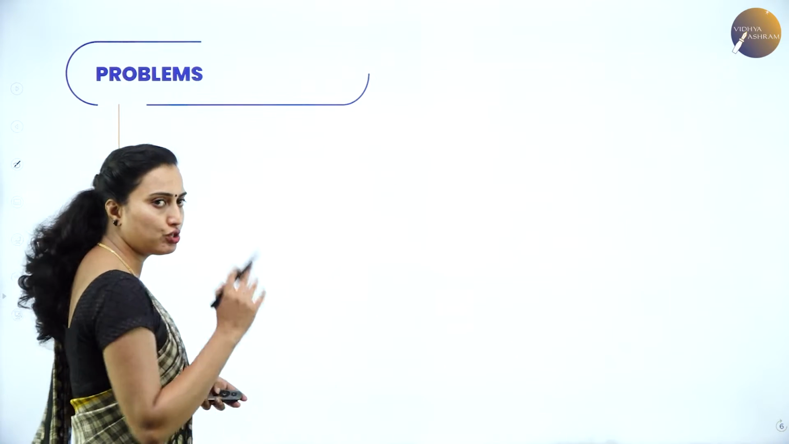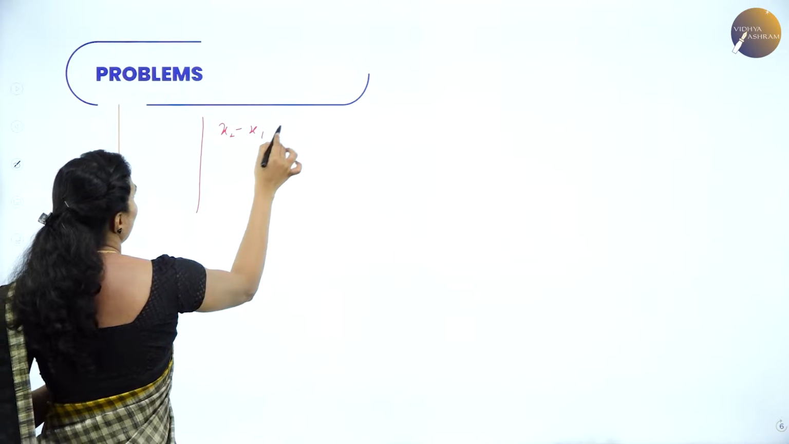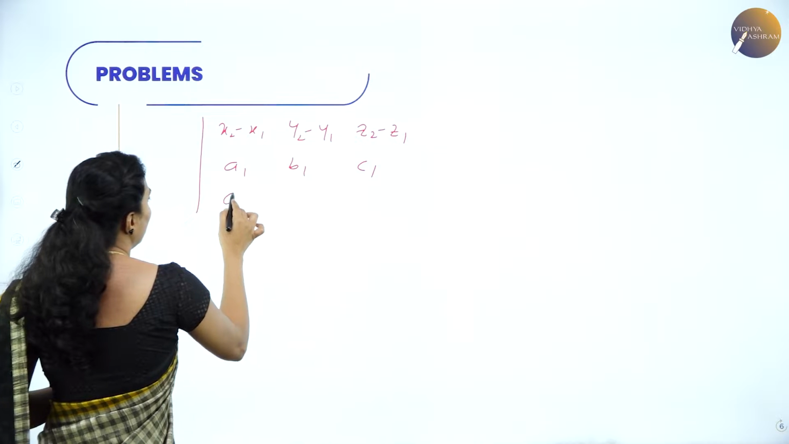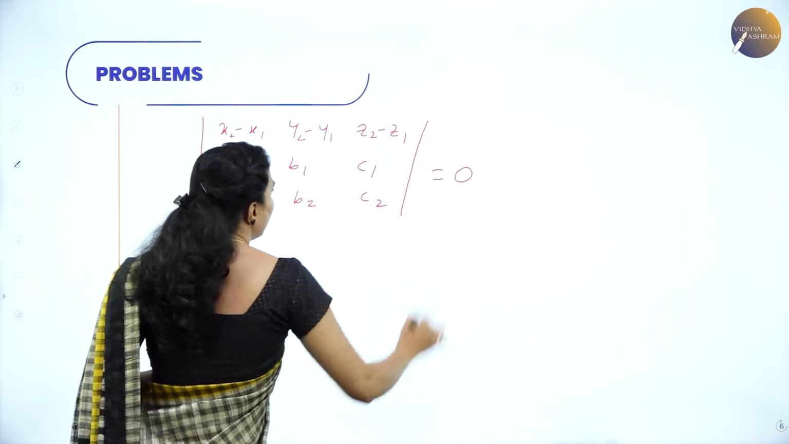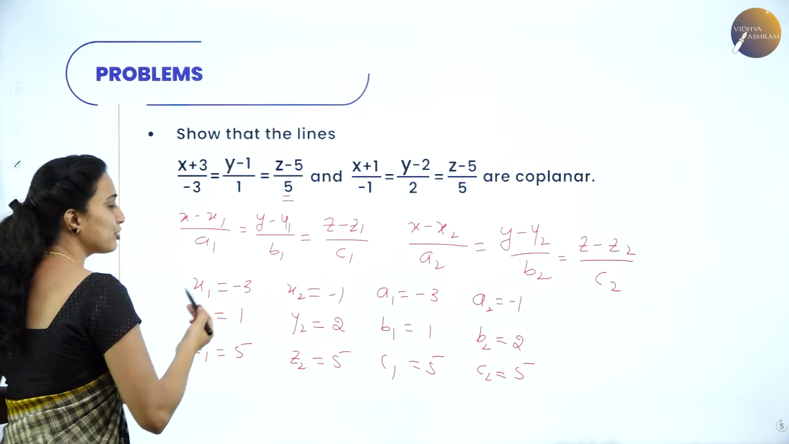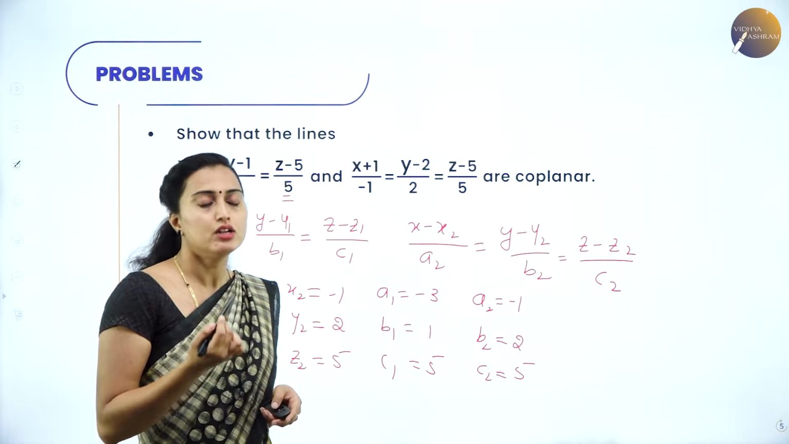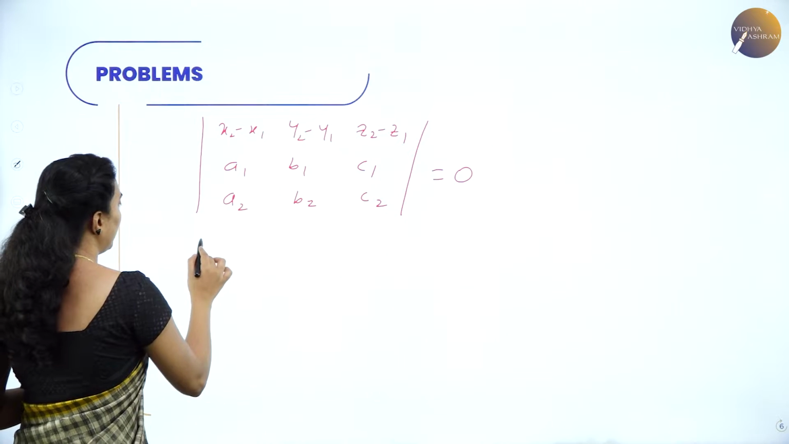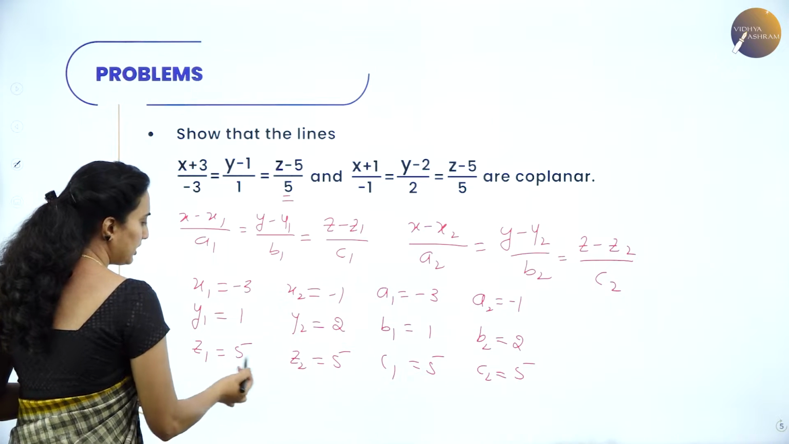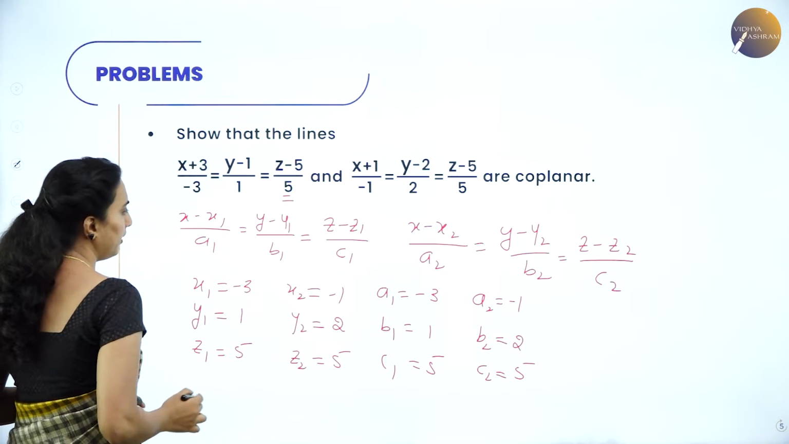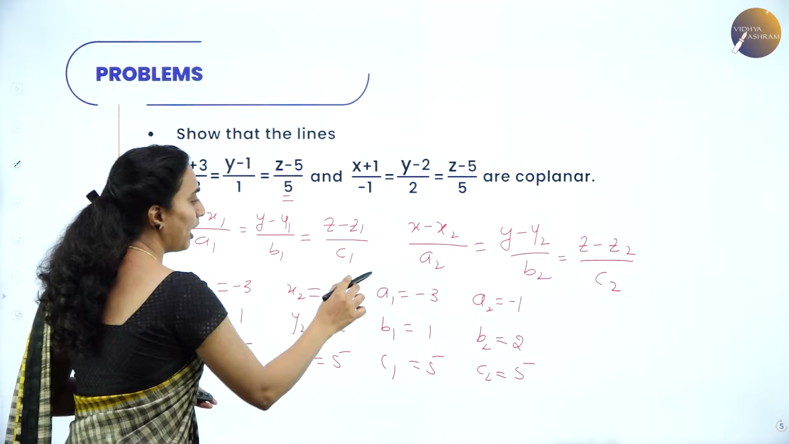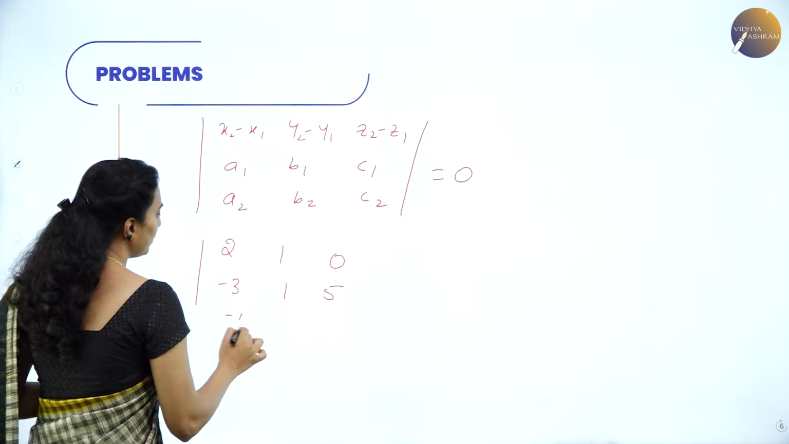Then only you can show that the given two lines are coplanar. Now, I am taking the expansion of that. You have the formula: x2 minus x1, y2 minus y1, z2 minus z1, and then a1, b1, c1, a2, b2, c2, which must be equal to 0. Then only you can prove that the given two lines are coplanar. Now, x2 minus x1: minus 1 minus of minus 3 is plus 3, so minus 1 plus 3 gives the value 2. Similarly, y2 minus y1, 2 minus 1, which is 1. And z2 minus z1, 5 minus 5, is 0. Similarly, a1, b1, c1 are minus 3, 1 and 5. And a2, b2, c2 are minus 1, 2 and 5.